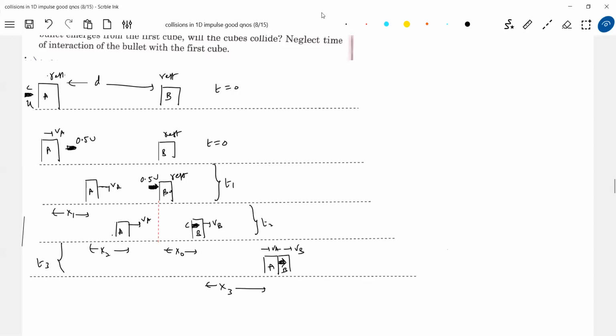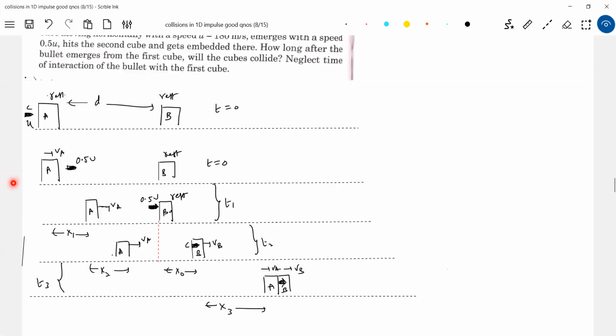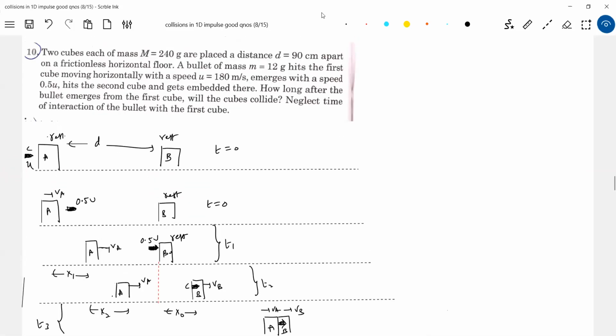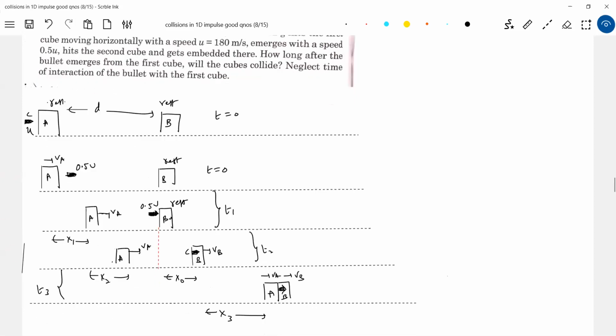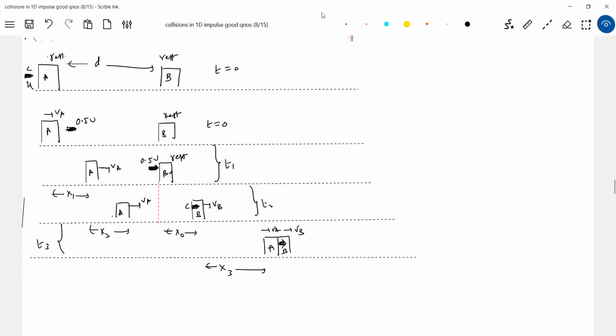Time taken by the block A to move from this position to go and collide with the block B. That is what T3, no? So these times we have to calculate, and that's what he's asking: how long after the bullet emerges from the first cube will the cubes collide? So what all should we calculate now? T1, T2 and T3. T3 and T1 are very easy. Only the calculation of T2 is very important.